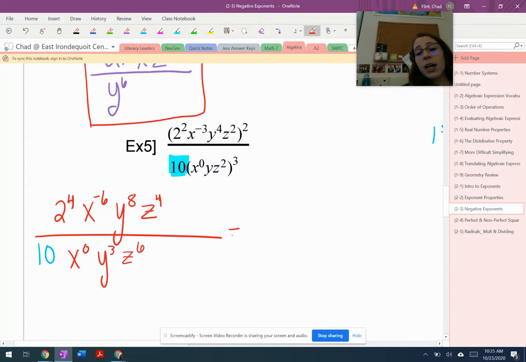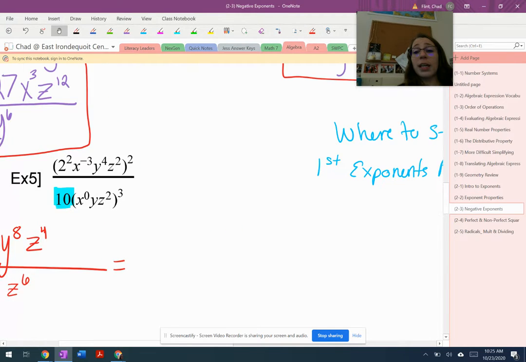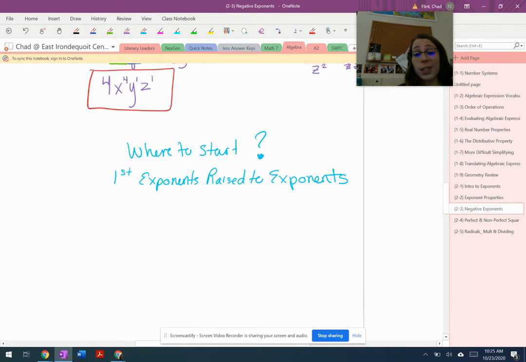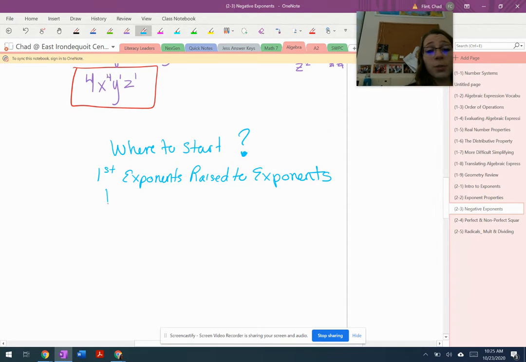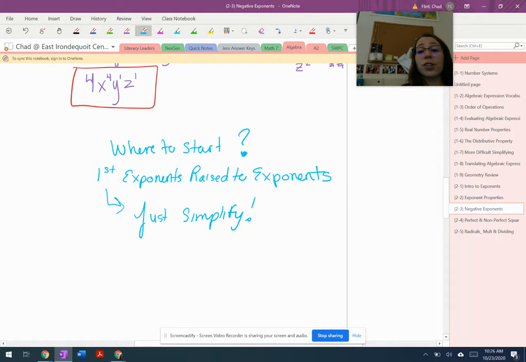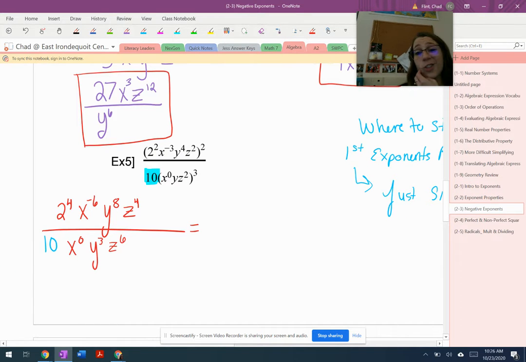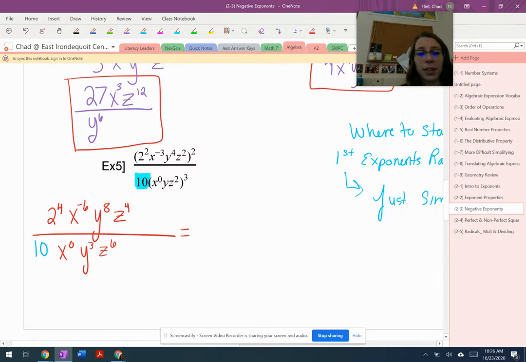All right. So once we did those exponents raised to exponents, it's really up to you to decide where you want to go next and then just simplify. Whether you're simplifying the divisions first, or you're dealing with negative exponents, or you're looking at the numbers, it's all got to happen sooner or later. So 2 to the fourth is 2 times 2 is 4, times 2 is 8, times 2 is 16. Or again, put it in your calculator. So we have 16 on top.